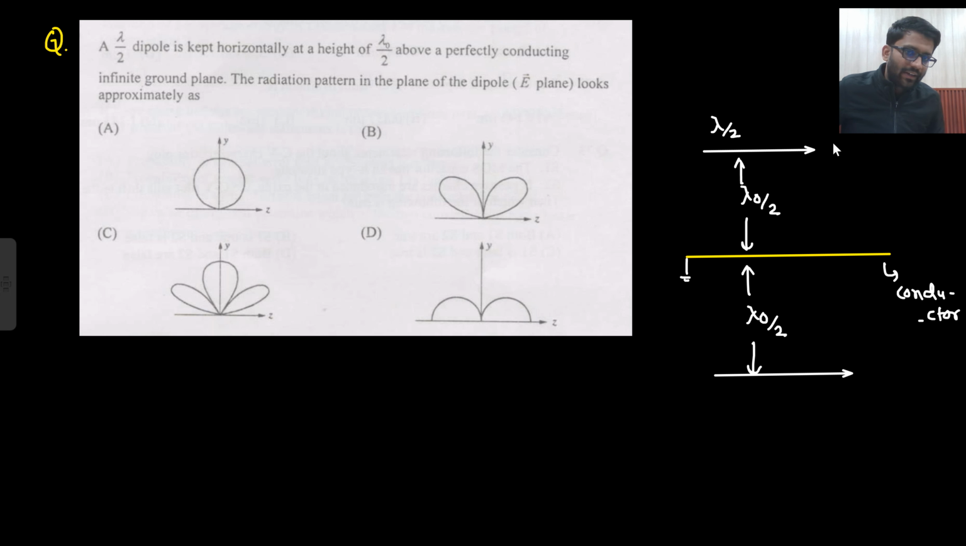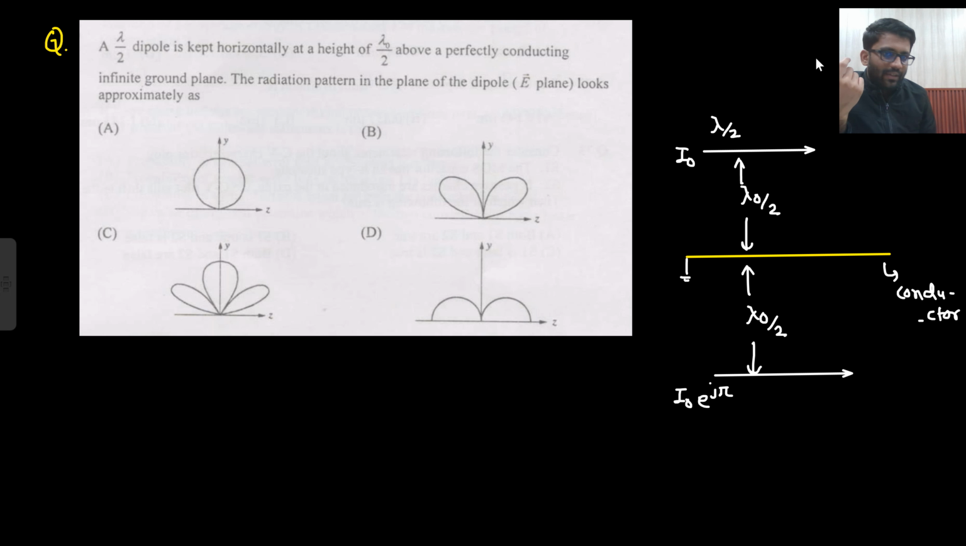And if this is having a current of I naught, then this will have a current of I naught with a phase of pi. Why is that so? Because this is the current of I naught and this current would be opposite. Above the conducting plate, if there is a horizontal current, then the image current would be opposite. Radiation pattern you need to tell.